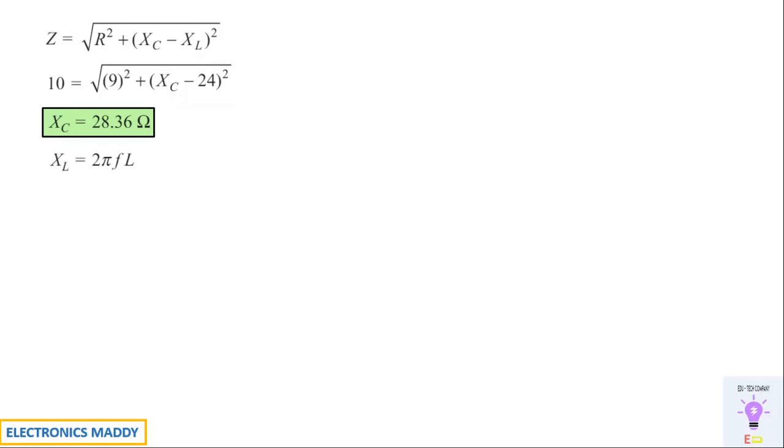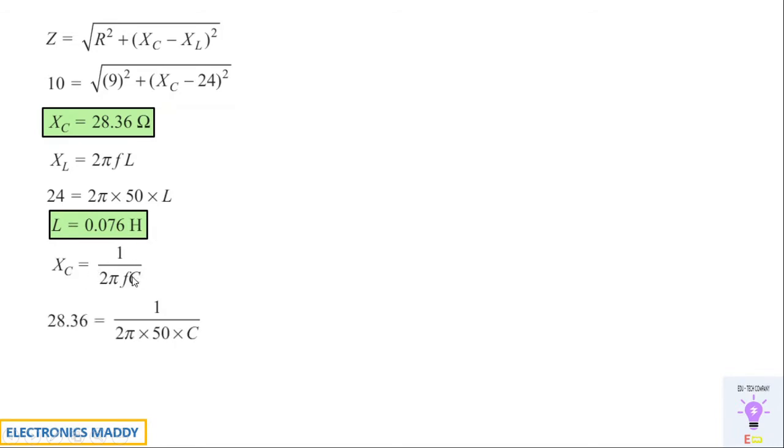From XL value, we can find the value of L, that is XL is equal to 2 pi FL. Substitute the values of all of them, and you will be getting the value of L, that is equal to 0.076 Henry. We know that XC is equal to 1 by 2 pi FC. Substitute the value of XC, and you will be finding the value of C, that is 112.24 microfarad. So our first step is to determine R, L, and C, which is found out in this case by following these steps.